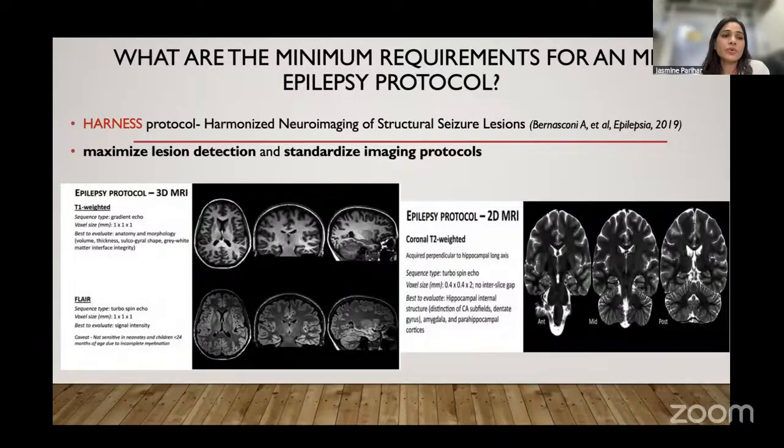So the HARNESS protocol says that you get three types of imaging sequences done, that is T1 weighted, T2 weighted, and FLAIR. T1 and FLAIR are 3D, so there is nothing to define what plane it is to be done, because if you do it in a 3D mode, then you will have all the three planes ready, that is sagittal, axial, and coronal. But T2 has to be done mainly coronal, and the axis of this T2 has to be perpendicular to the hippocampal long axis.